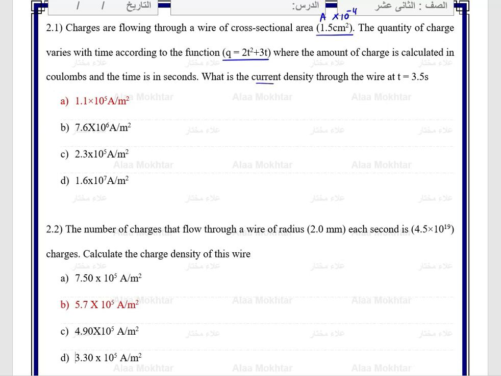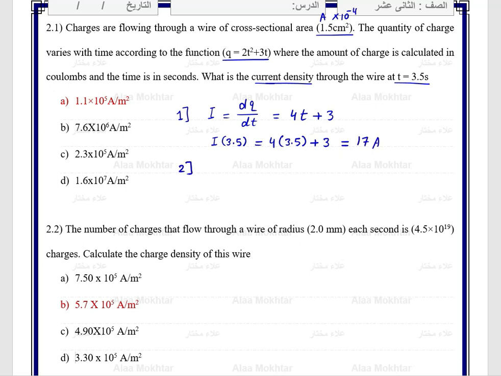What is the current density through the wire at t equals 3.5 seconds? First step, we can find I equals dq over dt, the derivative of the charge with respect to time. The derivative of this equation is 4t plus 3. It means I at time 3.5 second equals 4 multiplied by 3.5 plus 3. The answer will be 17 ampere.